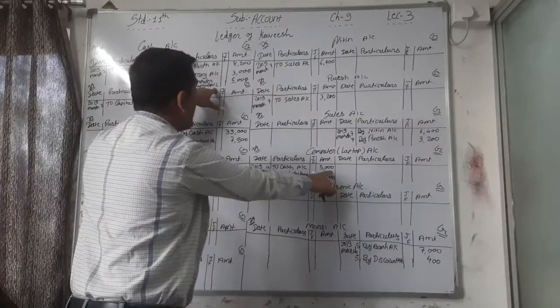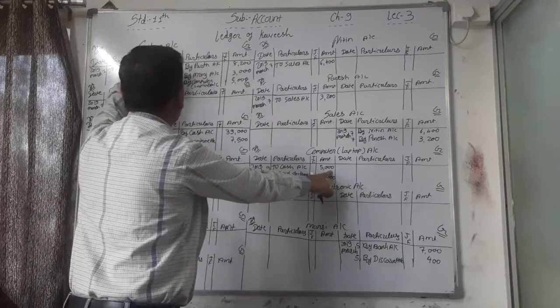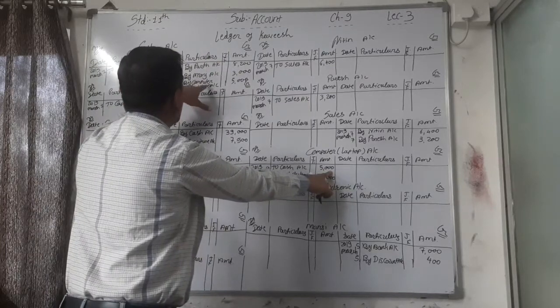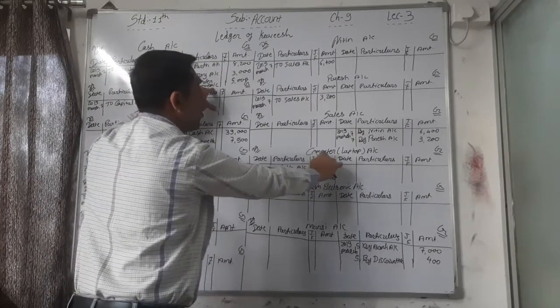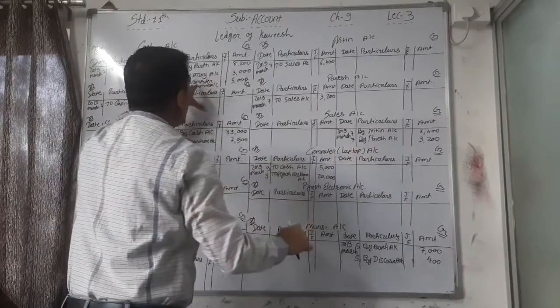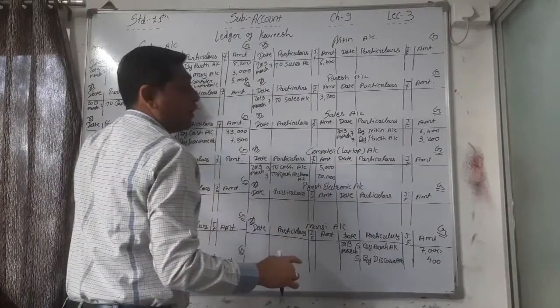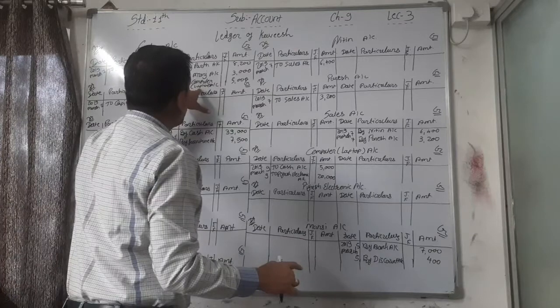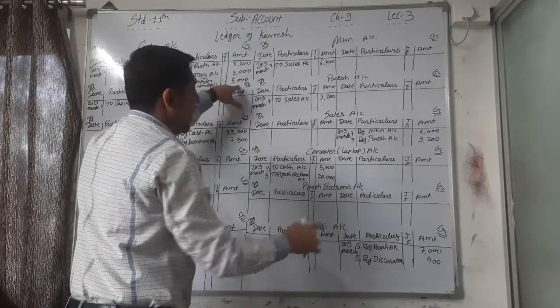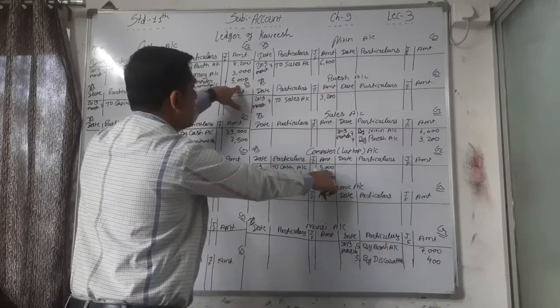This debit is recorded here on the credit side of the cash account: 9th, by computer oblique into bracket laptop account. Whatever account we are writing here, we compulsorily have to write that name, by computer into bracket laptop account, and the 5,000 cash amount we have to return here.